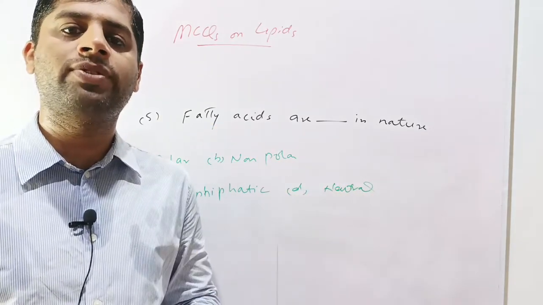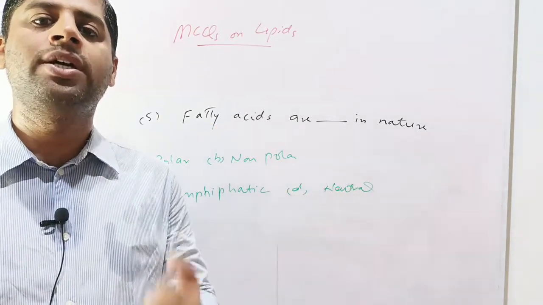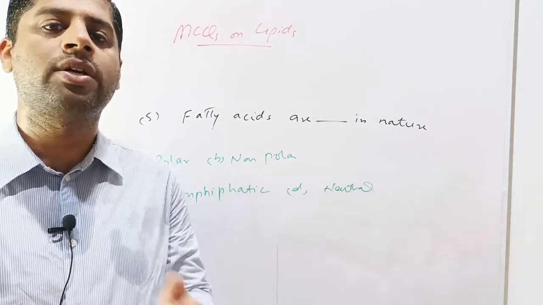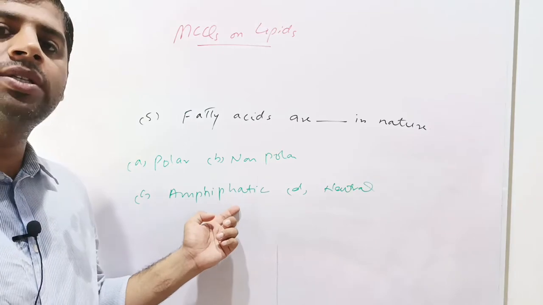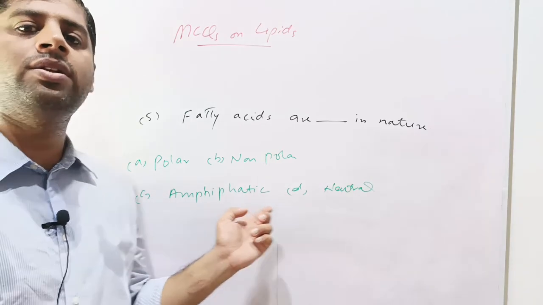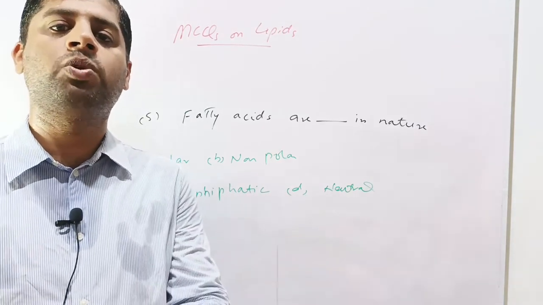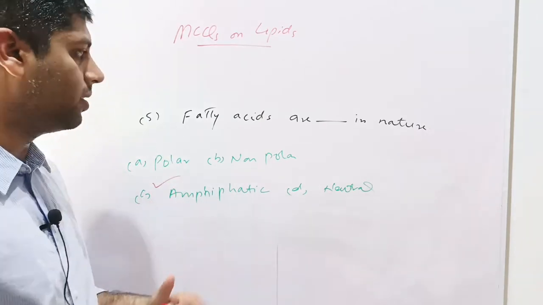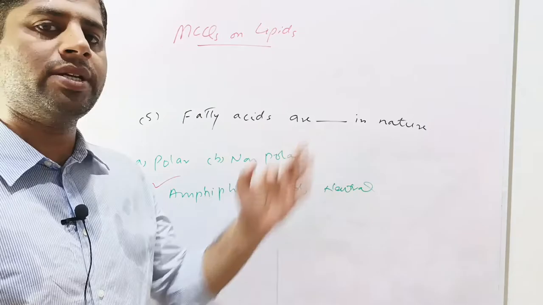For example, in phospholipid, we have seen that the phosphate end of the lipid is polar and negatively charged, while the rest of the fatty acid was non-polar, having no charge. So the amphipathic option is suitable for this because the lipids or the fatty acids bear both polar as well as non-polar ends. So option C is correct, amphipathic only. So fatty acids are amphipathic in nature.